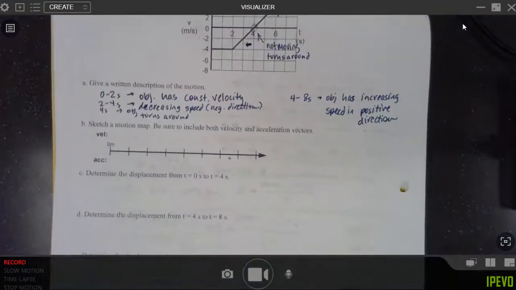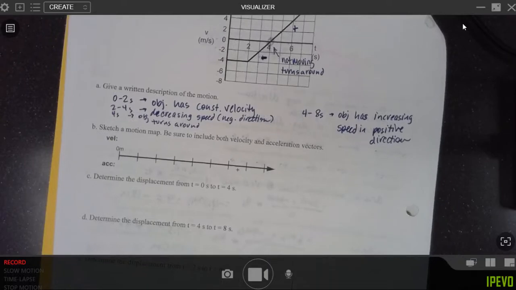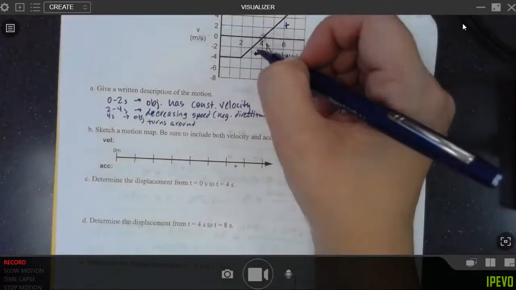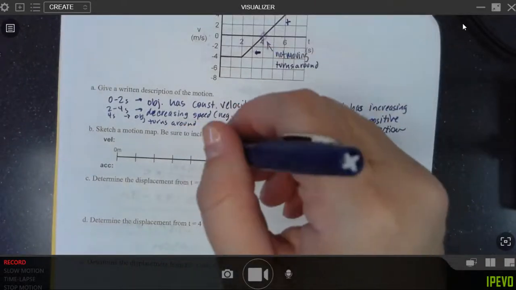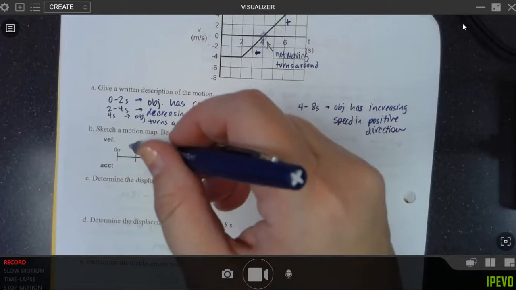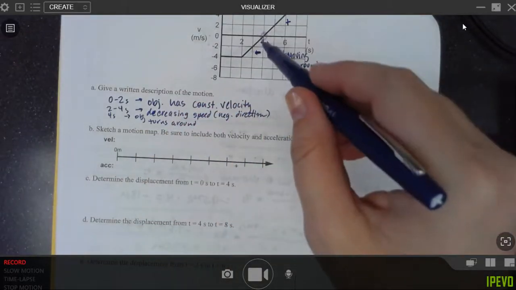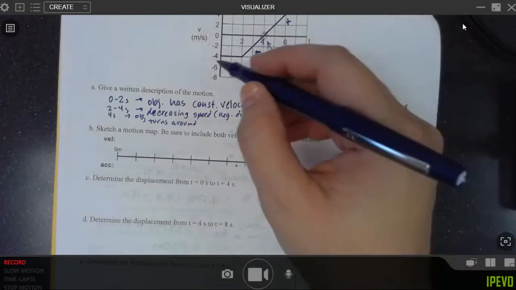All right, motion maps. So to draw our motion map, we're going to start our object, and I know that it's going to go in the negative direction first, and then the positive direction. So my object is going to start someplace, go negative, and then turn around and go in the positive direction. That turnaround is going to happen at 4 seconds. So my first 2 dots for my initial one are going to be equally distant.